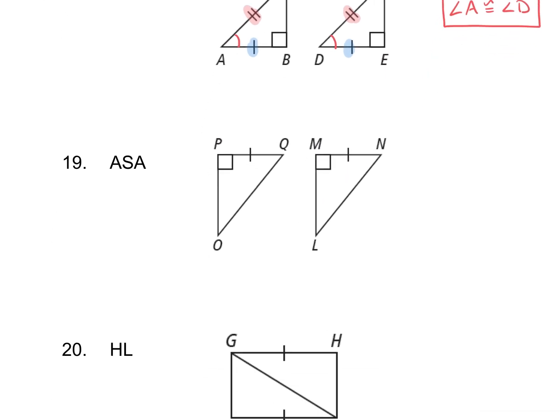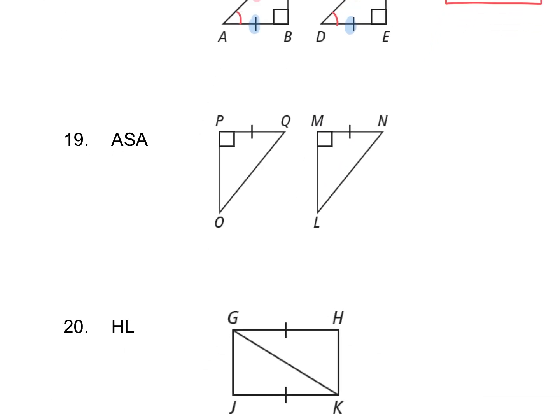All right, number 19, angle, side, angle. Well, let's see. Do we have any of those right now? We do have an angle congruent to an angle. We've got a side congruent to a side. So we do have an angle and a side. Now to use angle, side, angle, the side has to be included and we need another angle.